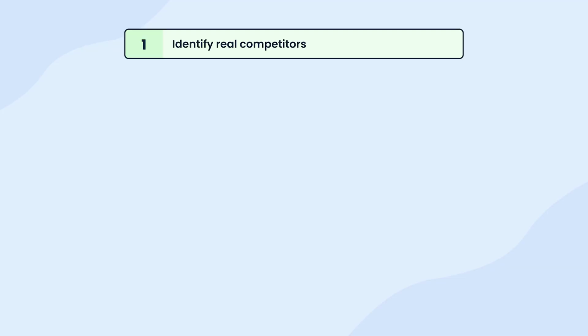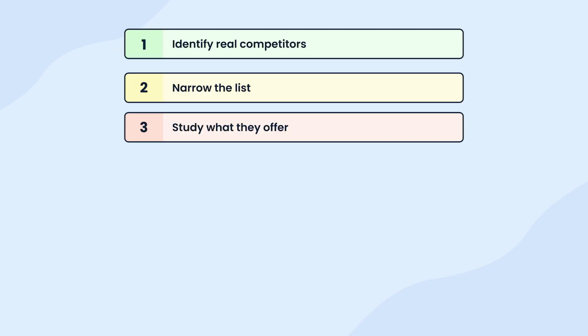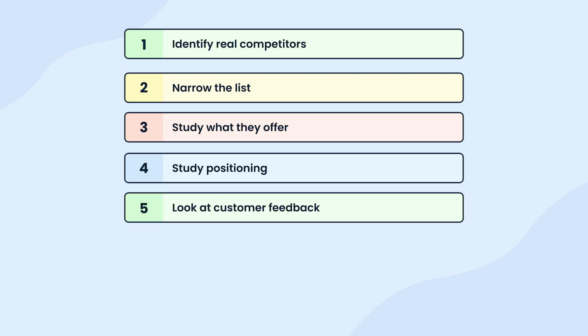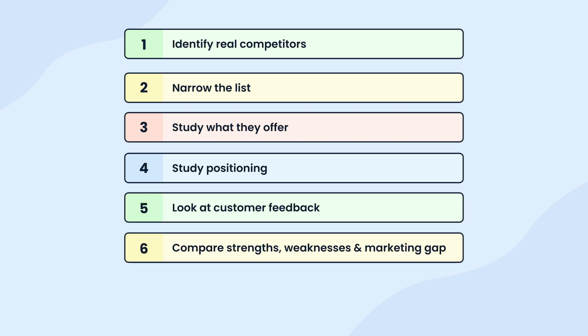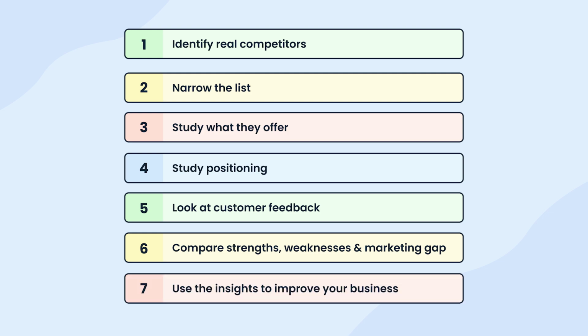So if you want to conduct a strong competitive analysis, keep it simple. Start by identifying your real competitors, then narrow the list. Study what they offer, how they position themselves, and what customers say about them. Compare their strengths and weaknesses. Look for market gaps, then use these insights to make better business decisions. That is what competitor analysis is actually for. It helps you understand the market you're entering and how to compete more intelligently inside it.